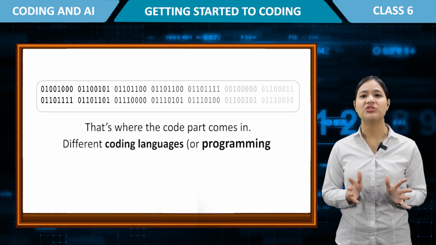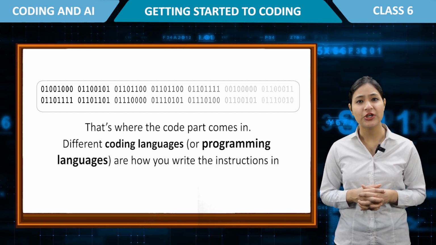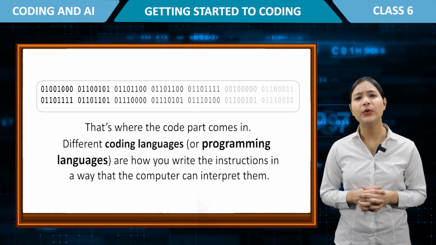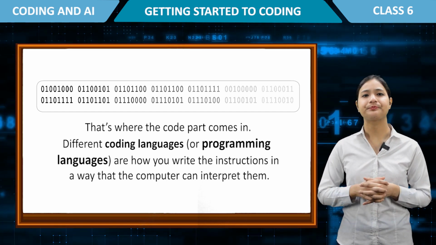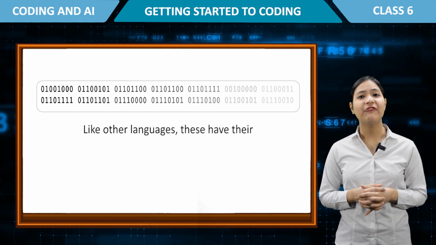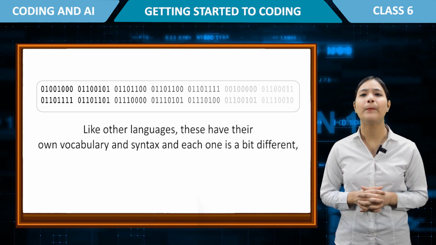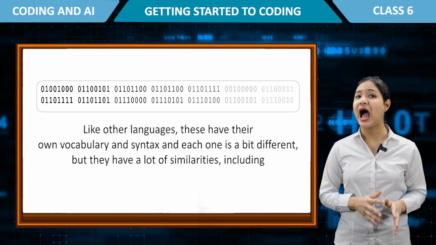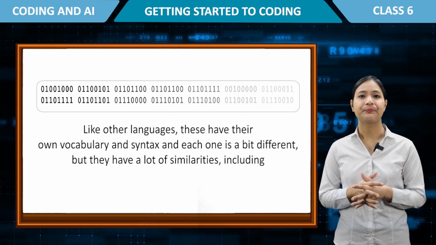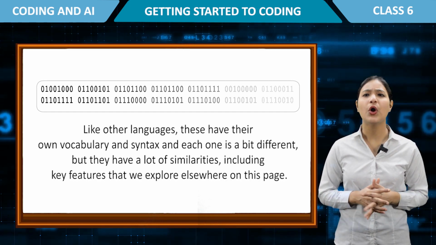Different coding languages, or programming languages, are how you write the instructions in a way that the computer can interpret them. Like other languages, these have their own vocabulary and syntax, and each one is a bit different, but they have a lot of similarities, including key features that we explore elsewhere on this page.